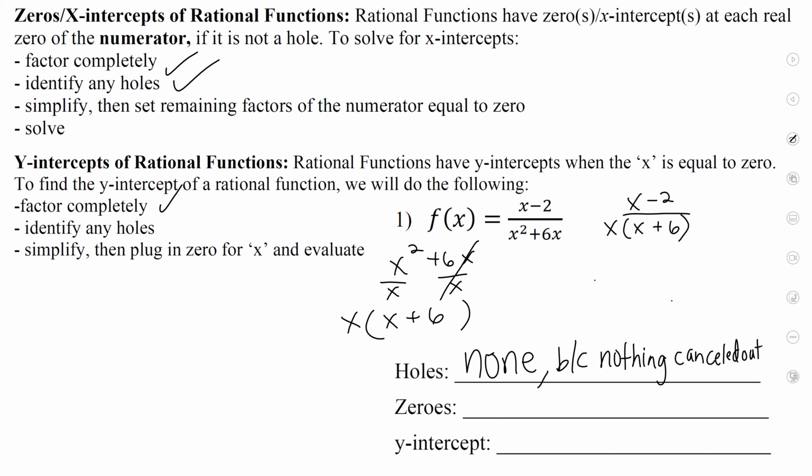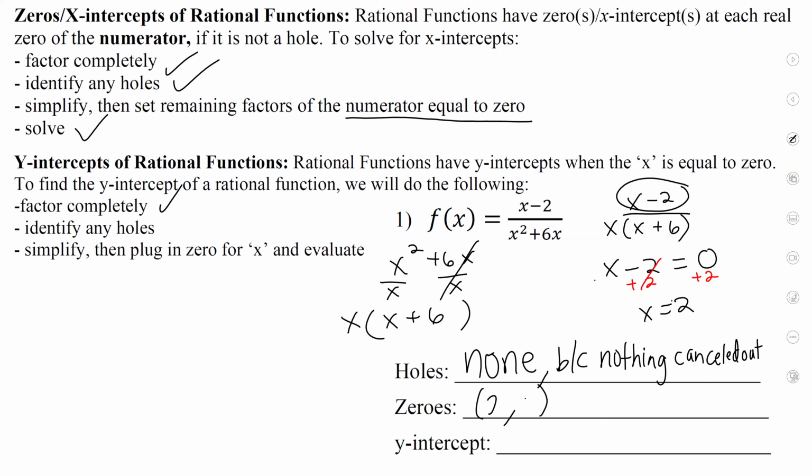Okay, now this is the part that is new. We're going to set the numerator equal to 0. So guys, the numerator is right here. That's x minus 2. Set it equal to 0. The last bullet point tells you to solve it. So how do I solve for x? Yep, you add 2 to both sides. So we will get x is 2. That is your 0. We're going to write it as a point. So I'm going to put (2, 0).